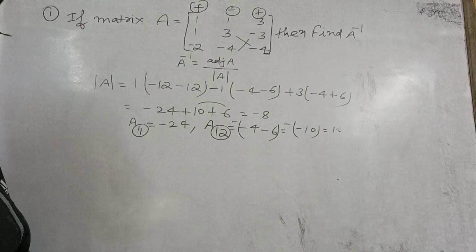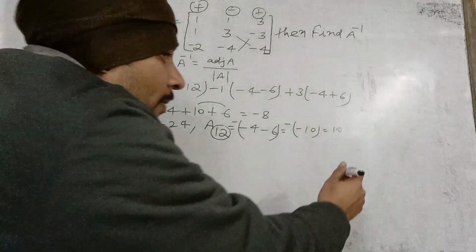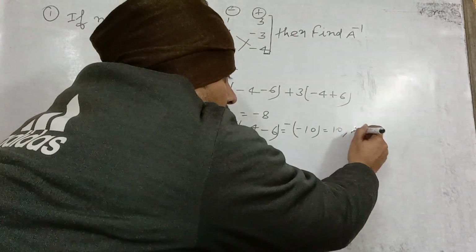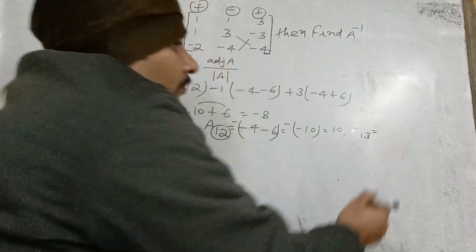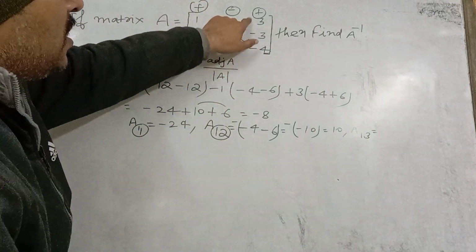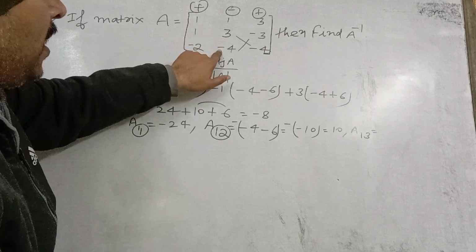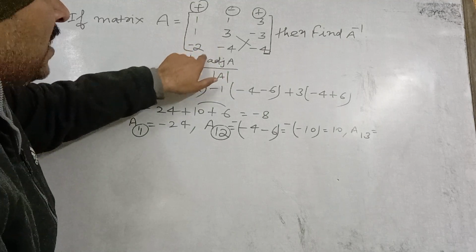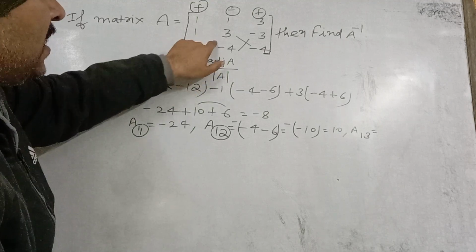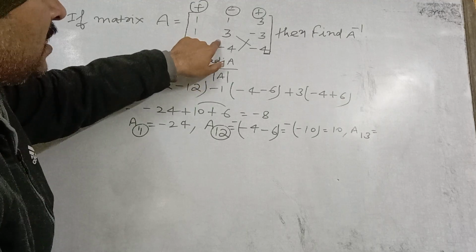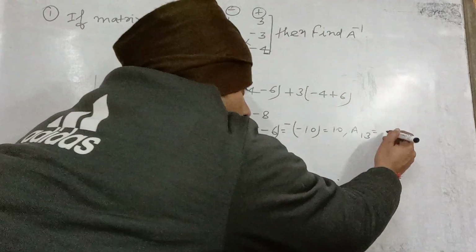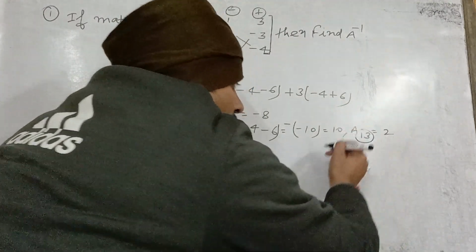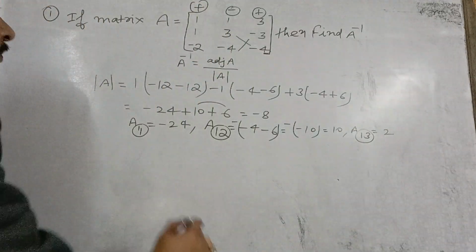Now we have to find the value A13. This is the first row, third column. So this is the first row, this is the third column. 1 multiply -4 is -4 plus 6, equals 2. And this is positive because the sum is even, 3 plus 1 is an even number.